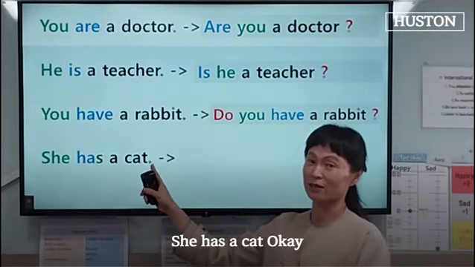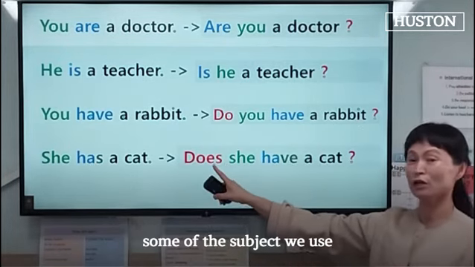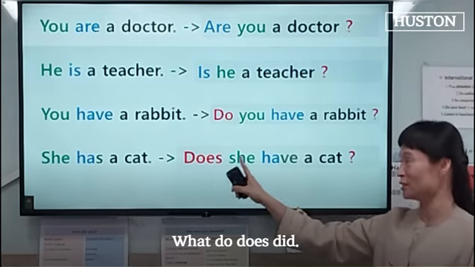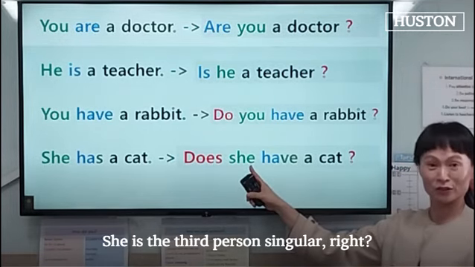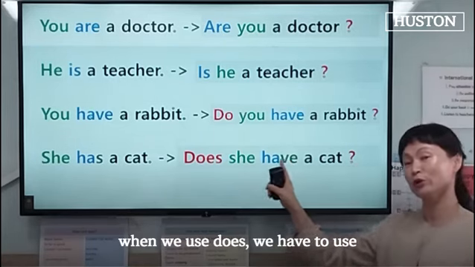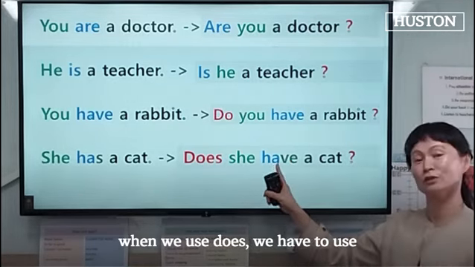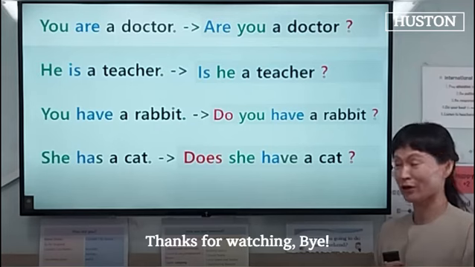She has a cat. Okay, this is just other verb. Cannot jump over the subject. We use what? Do, does, this before the subject. She is the third person singular, right? But you have to remember, when we use does, we have to use the basic form of verb have. So, does she have a cat?